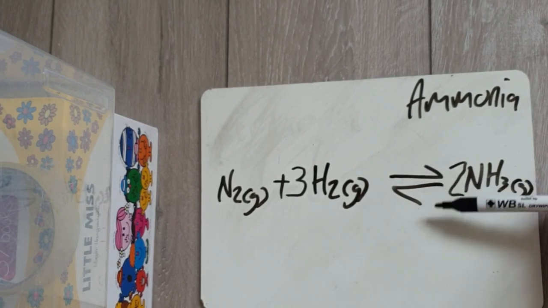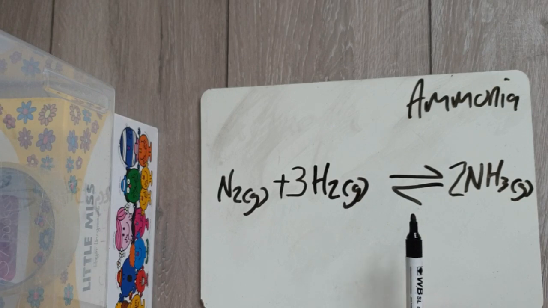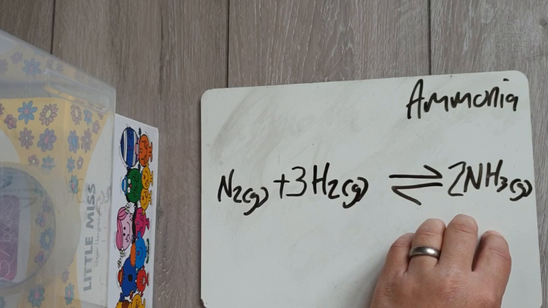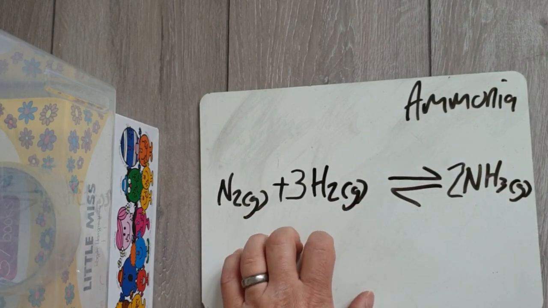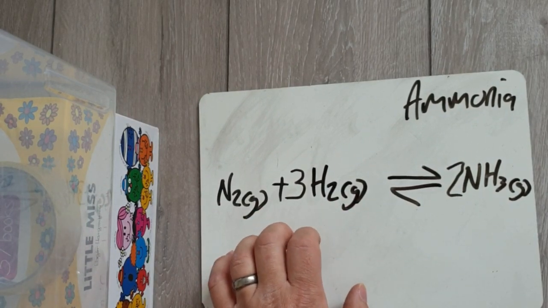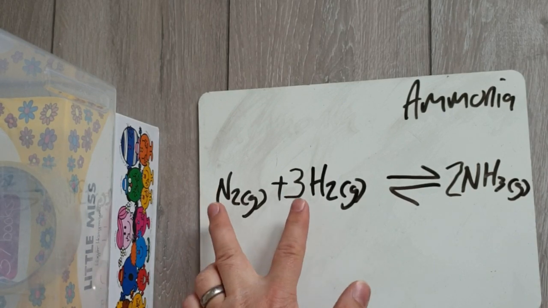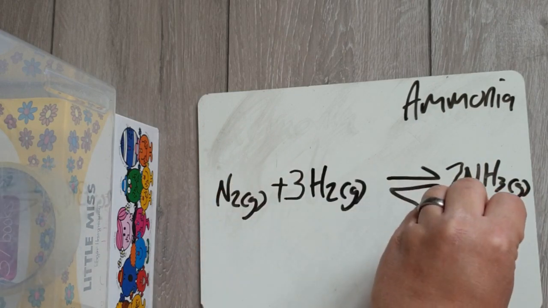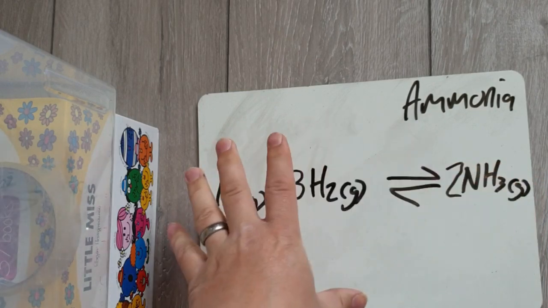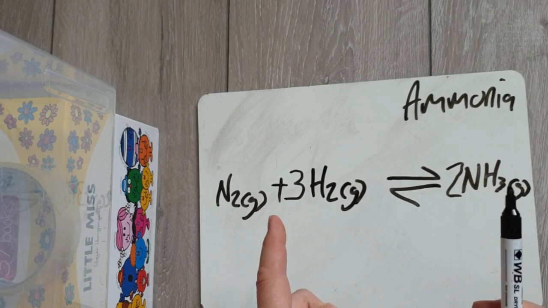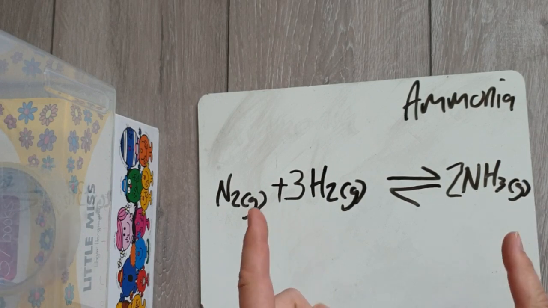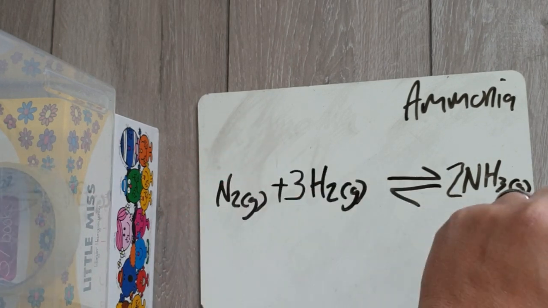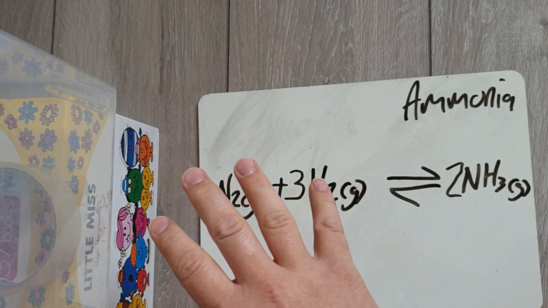Now, because this is a reversible reaction, it means the amount of ammonia we've got and the amount of the reactants that we've got stay the same. But for every time these molecules combine together to make ammonia, ammonia splits apart to make those. So remember, it's dynamic equilibrium. The amount on both sides is constant, but the molecules themselves are constantly joining together and going this way, or splitting apart and going that way.